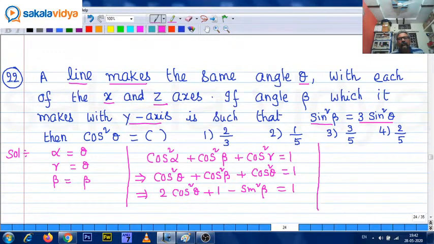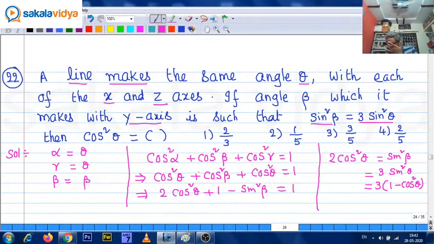You get now that sine square beta is 3 sine square theta. So that means actually you can write this as 2 cos square theta. This 1 gets cancelled. We have sine square beta, and this sine square beta is replaced by 3 sine square theta. This 3 sine square theta means we can write 3 times 1 minus cos square theta. This is a trigonometric equation, we just need to solve it, that's all. So let me solve here.